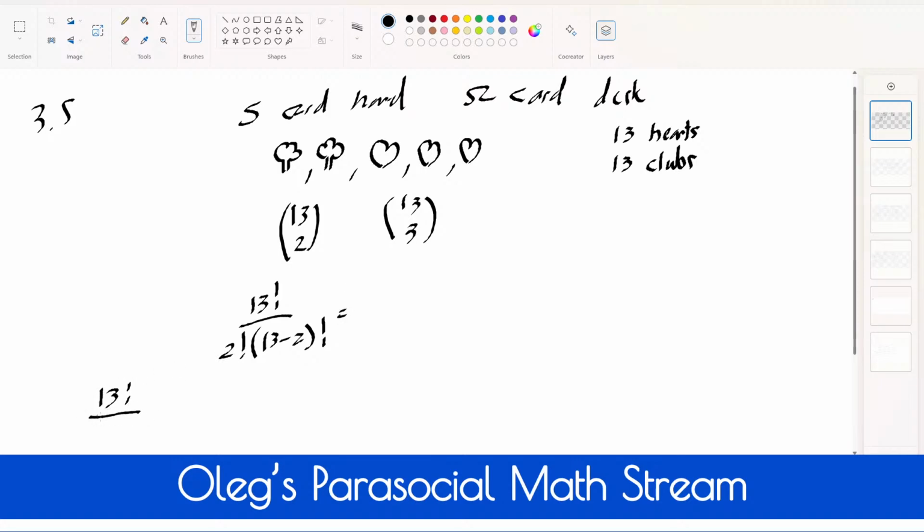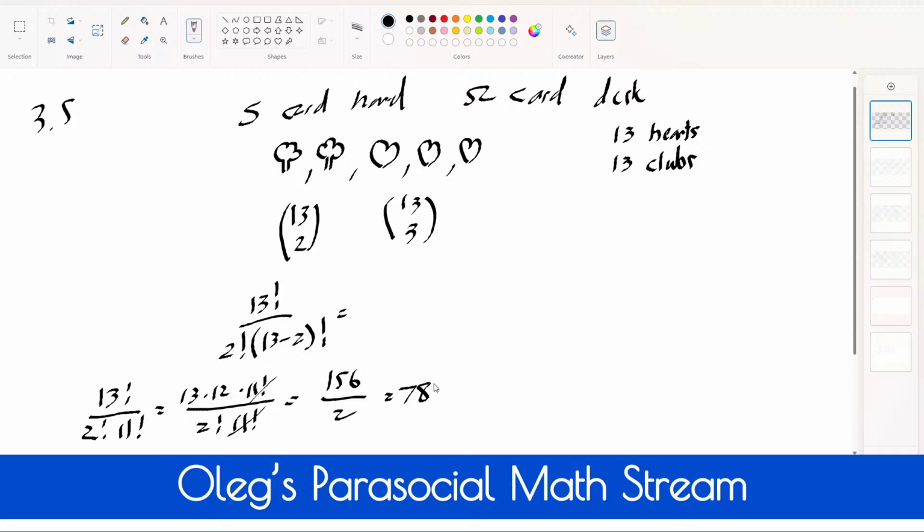So that gives us 13 factorial over 2 factorial times 11 factorial, which is equal to 13 times 12 times 11 factorial over 2 factorial times 11 factorial. Scratch the 11 factorials. We have 13 times 12 over 2 factorial, which is 2. So 13 times 12, 156, over 2. That's 78. 78 different ways we can get 2.